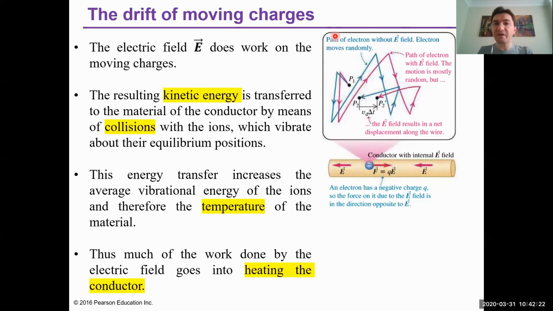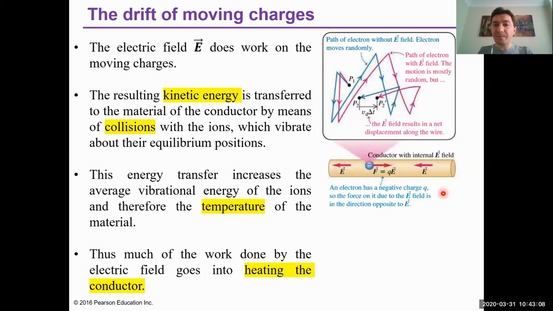Let's consider that this is the inner part of the conductor, and the electron is scattered everywhere, making collisions with the ions within the conductor material. Due to those collisions, the kinetic energy of the electron is transferred to the material of the conductor. This produces a vibration about their equilibrium position, a vibration of the ions within the conductor. So this energy transfer increases the average vibrational energy of the ions and therefore the temperature of the material.